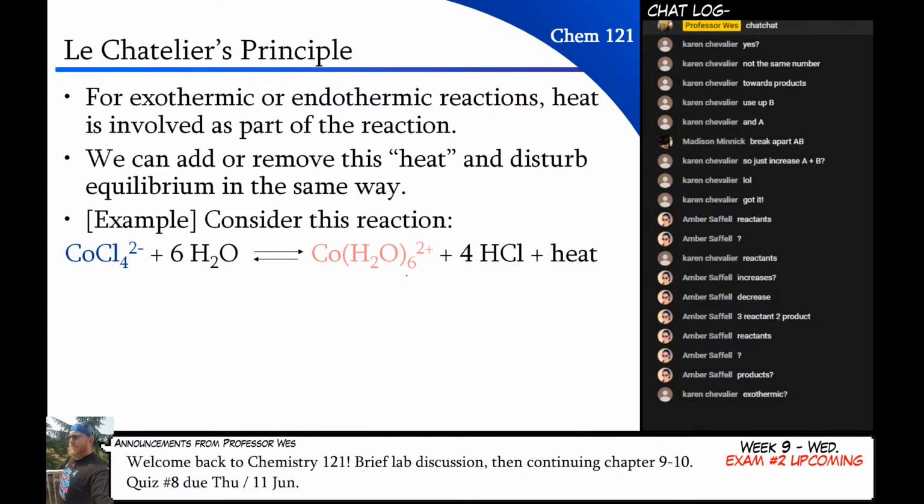Now let's suppose that I put this reaction in a boiling water bath. In other words, I expose it to large amounts of heat. If I put extra heat into the reaction, the amount of heat that I have is too big. If I have too much heat, which direction will the reaction shift to use up the heat? Will it shift towards reactants or products?